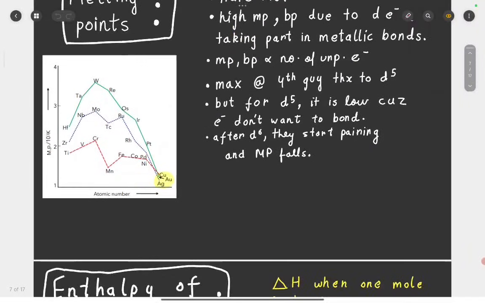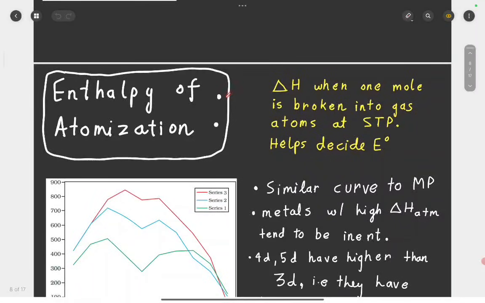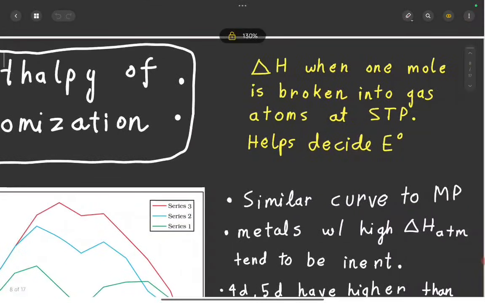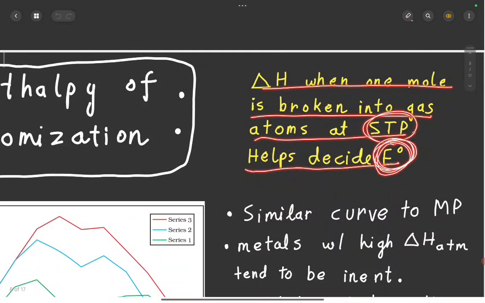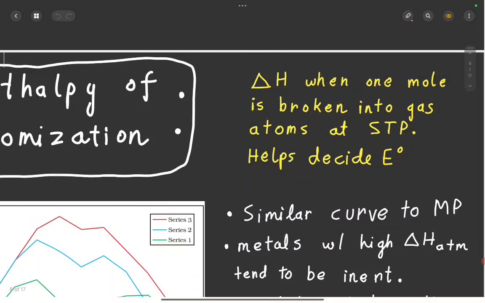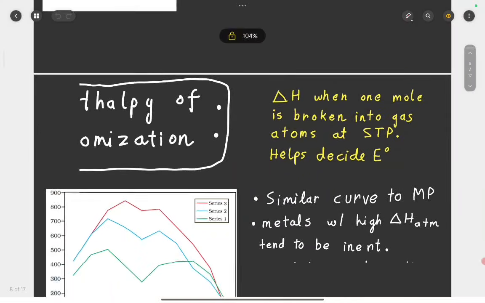So that was it about the melting points. Let's now learn about the enthalpy of atomization. Let's learn the formal definition first. The enthalpy of atomization is the heat released or required when 1 mole of a substance is broken into its gaseous atoms at standard temperature and pressure. And this helps decide the E0 cell, basically the spontaneity of any change in oxidation state. We will see how it helps decide that, but this is the main definition. It is the energy required when one substance is broken into gaseous atoms at STP.